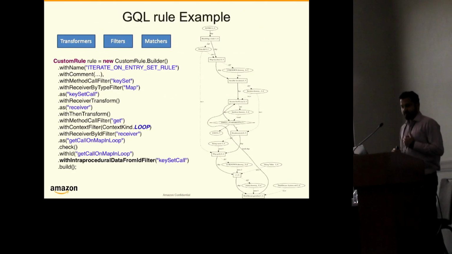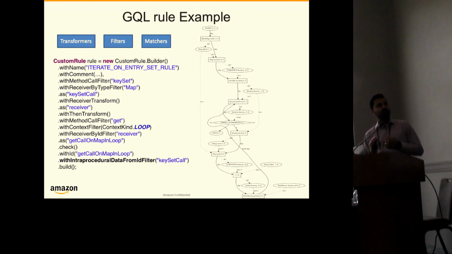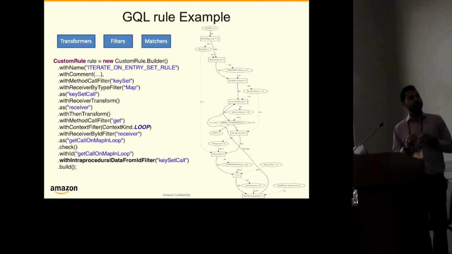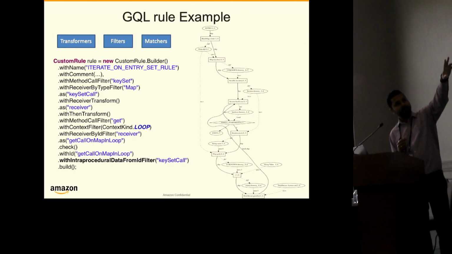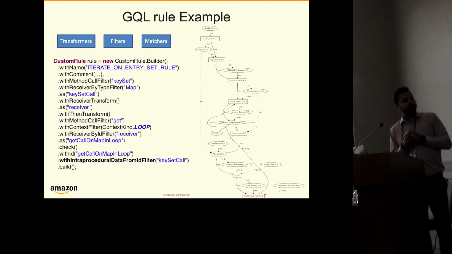So let's take an example. This is a very simple GQL rule. Each GQL rule has three components: transformers, filters, and matchers. I don't expect you to understand the graph on the right because it's too tiny. But the code on the left is a snippet of a GQL rule which is evaluated on a MU graph, which is on the right. As you can see from the different components of this rule, it has a name, it has a comment, and then the logic of the rule starts with this method called filter.